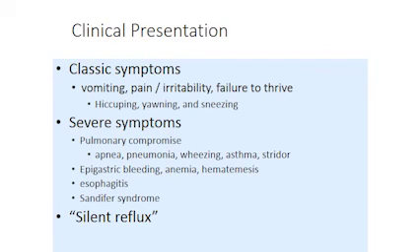So the classical presentation is vomiting, sometimes pain, which early in life is shown as irritability because the baby is unable to describe his pain, so he cries a lot. And sometimes in pathological reflux disease, there will be failure to thrive, that is, failure to gain weight. Hiccup, yawning, and sneezing are very common in such babies. Hiccup, which is a sudden inspiration, yawning, and sneezing are common manifestations.